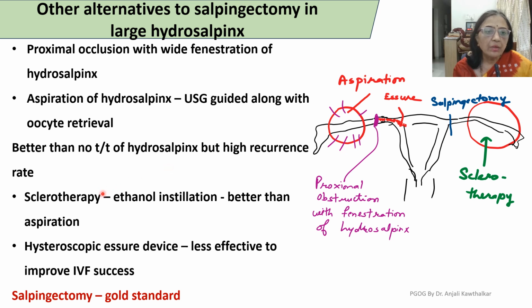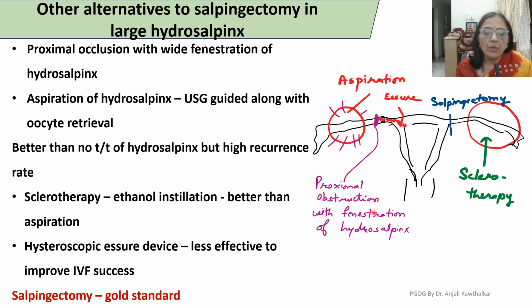Third intervention is sclerotherapy, where ethanol instillation is done in the hydrosalpinx, and the results are better than aspiration. Or hysteroscopically, the Essure device can be inserted, but it has been shown to be less effective in improving IVF success.